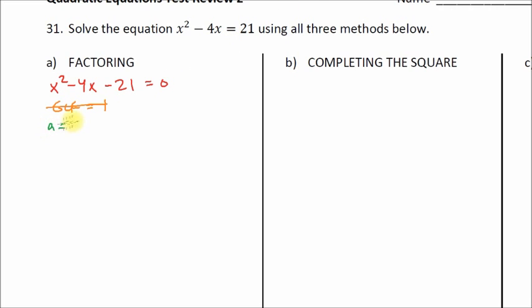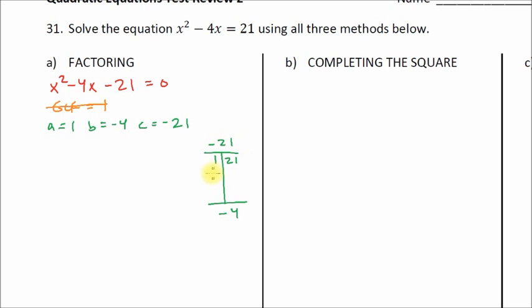Next step, identify A, B, and C. Hoping by repetition you guys are just getting these steps down. If you're watching the videos, then you're hearing the steps explained. Alright, let's find our combination. A times C is negative 21. B is negative 4. Start with 1 times 21. And we're not going to get the negative 4 there.